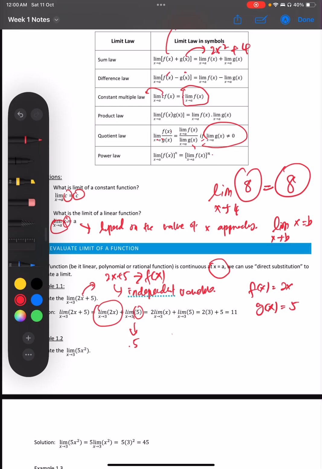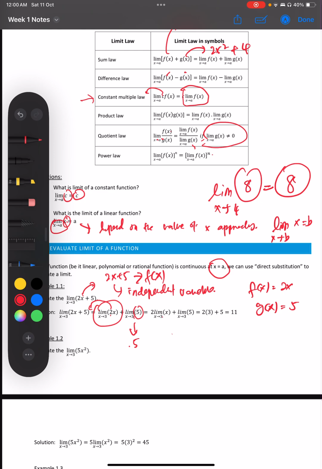For this one, limit of 2x as x approaching 3, what will be the answer? 2 is a constant. You use the constant multiple law here. C is the constant here. 2 is the constant, so you can bring 2 outside. 2 is the constant, multiplied with f(x), multiplied with x. 2 you can bring outside and then limit x only.